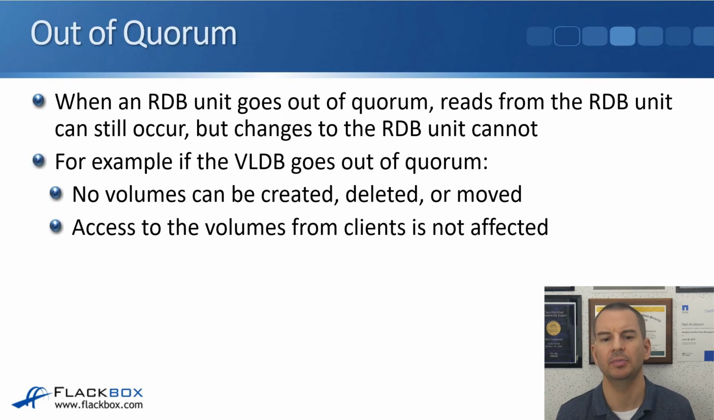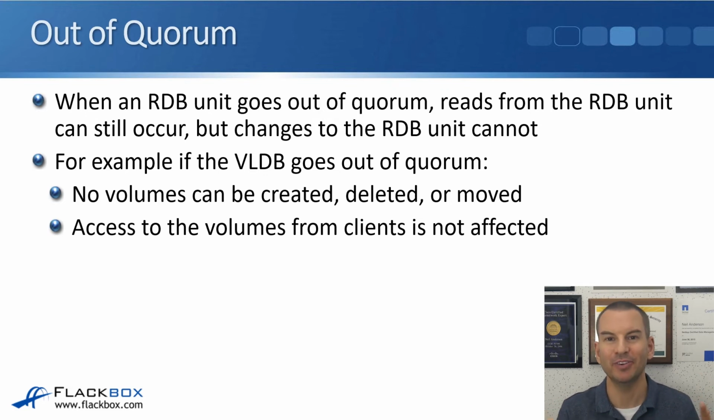So when an RDB unit goes out of Quorum, reads from the RDB unit can still occur, but changes to the RDB unit cannot. So for example, if the VLDB goes out of Quorum, so if less than half of the nodes have connectivity to each other, the cluster is now out of Quorum. And for the VLDB, in that case, no volumes could be created, deleted, or moved. You can't write any new system information, but you can still do reads. So access to the volumes from clients is not affected.